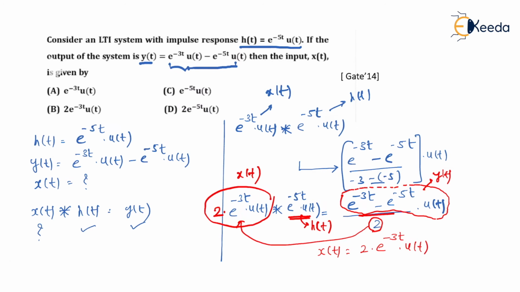Then only whatever I have highlighted will become y of t. So to satisfy this y of t, you need to shift 2 over here. And finally, if you see carefully, it is option B, right? So don't make the mistake of choosing option A as the correct option, because option A is not the correct option if you are not shifting your extra term to the left hand side, right?